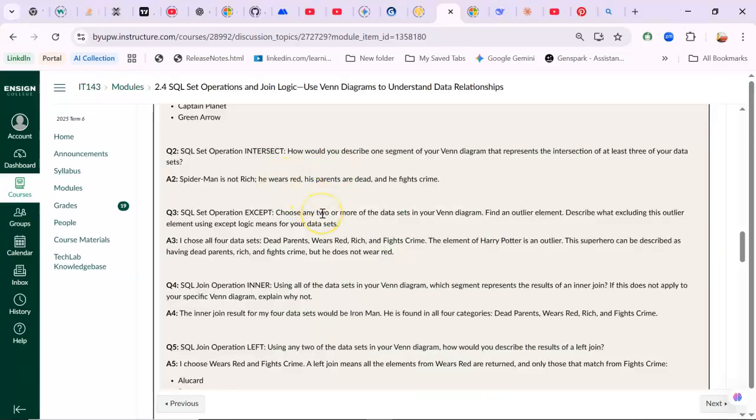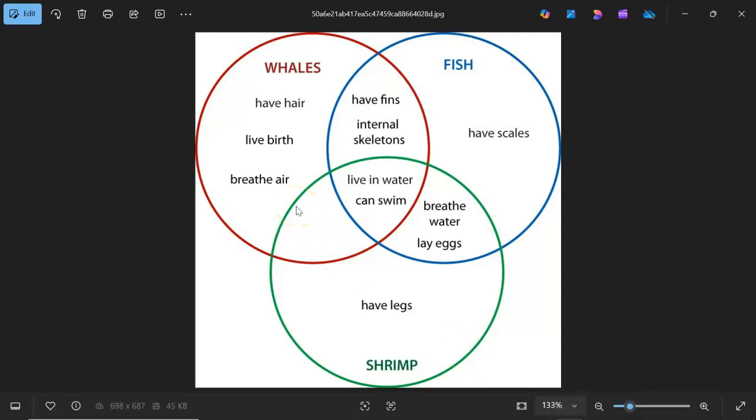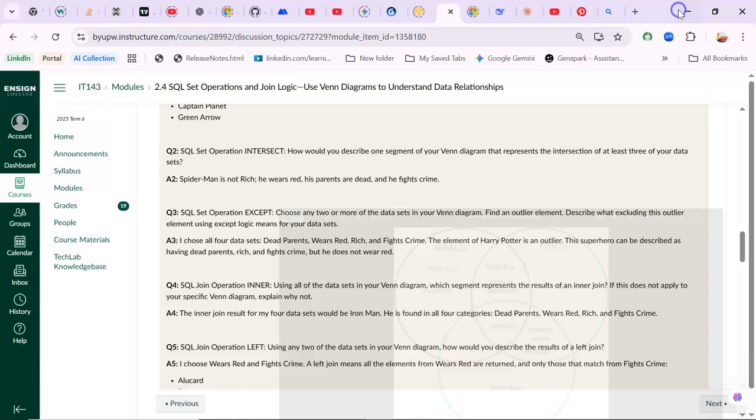With question three, that is the except operator. I'll go back to the picture. The except is to find what's unique about one of the animals, that is wolf, and it gives us wolf having hair and breathing air, which the other two don't. So that is the except.